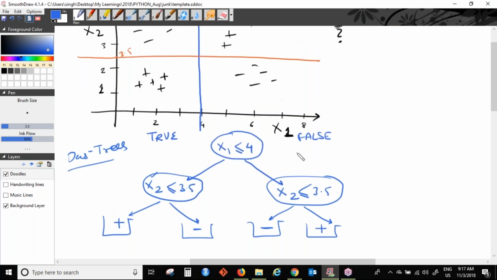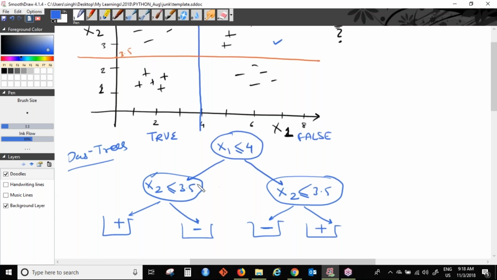Sorry, what are you asking, Anupama? It is greater than 3.5 on the right hand side. Which one? This one you mean? This one is greater than 3.5. Yes. So if it is greater than 3.5, it means this area. So this area is a plus, so I have written a plus here.